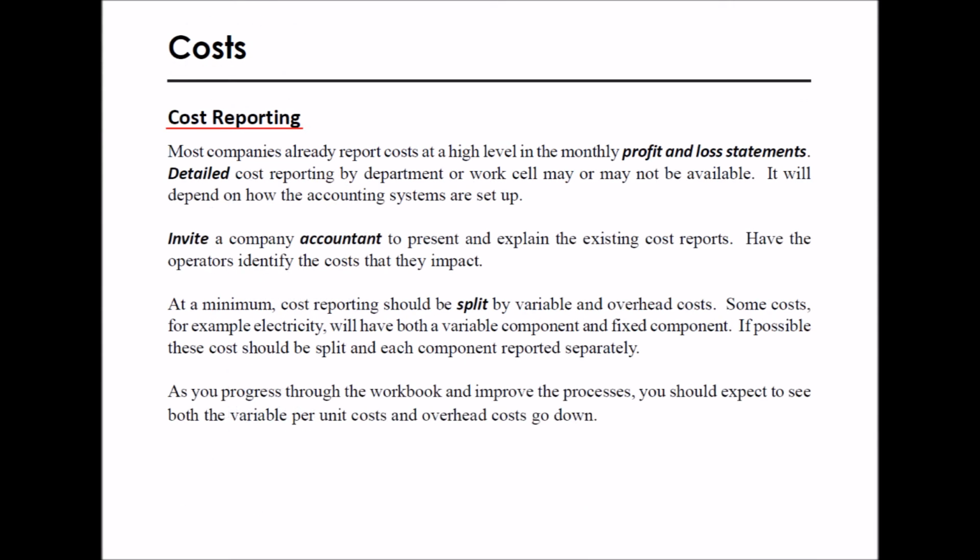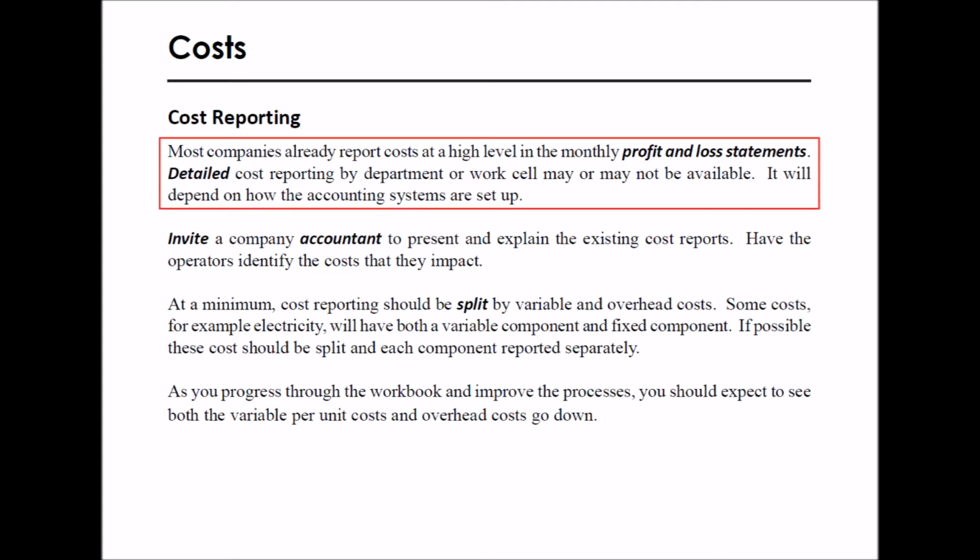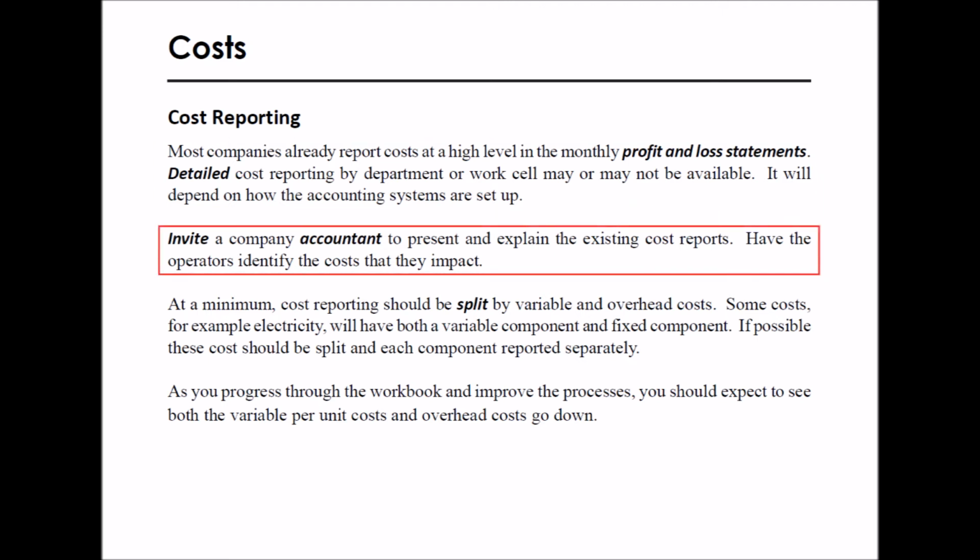Let's talk about cost reporting. Most companies already report costs at a high level in the monthly profit and loss statements. Detailed cost reporting by department or work cell may or may not be available. It will depend on how the accounting systems are set up. Invite a company accountant to present and explain the existing cost reports. Ask the operators to identify the costs that they impact.